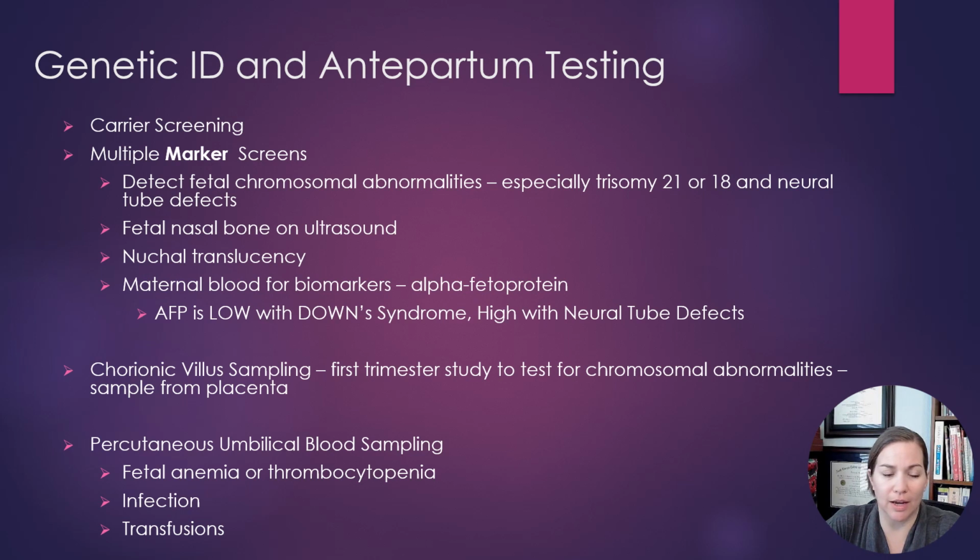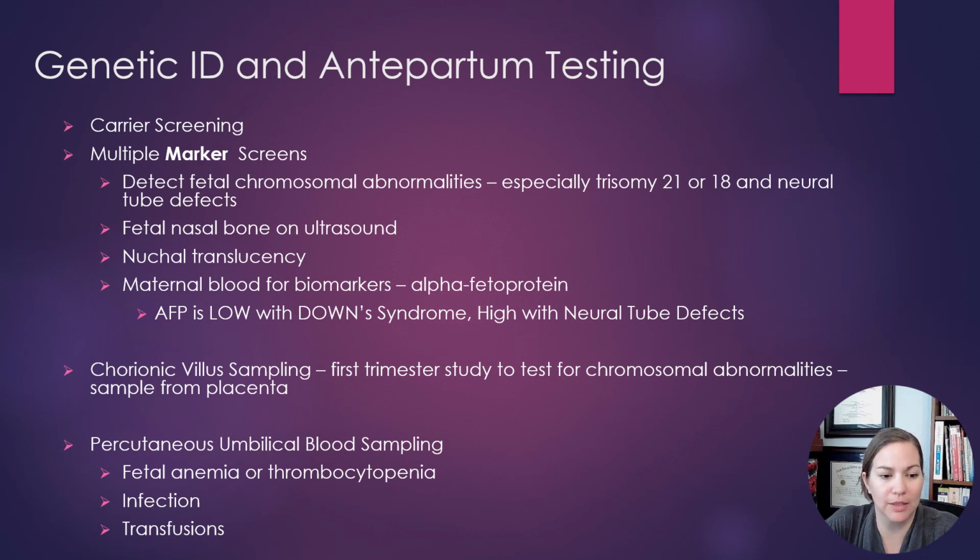There's a slide soon about determining what AFP can show you, but if the AFP is low, then we suspect Down syndrome. If it's high, we suspect neural tube defects. Another type of testing is chorionic villus sampling. This is done in the first trimester, and it's a sample from the placenta, so obviously this is a little more invasive.